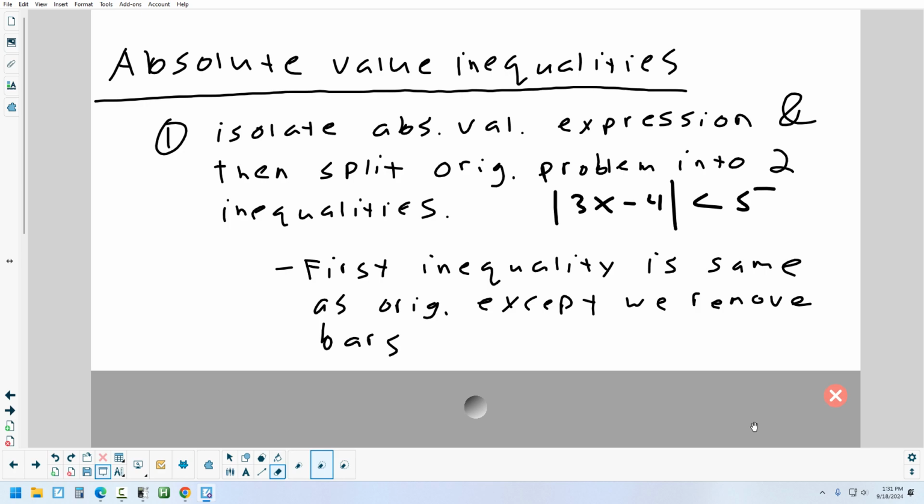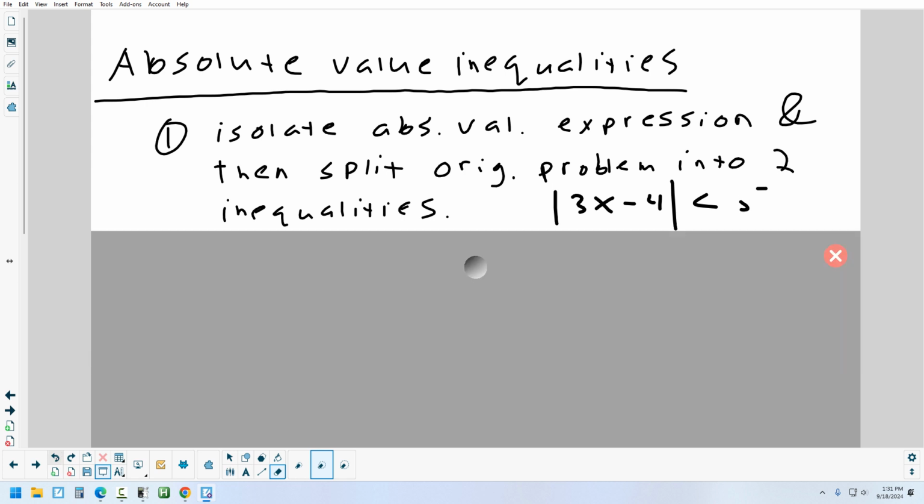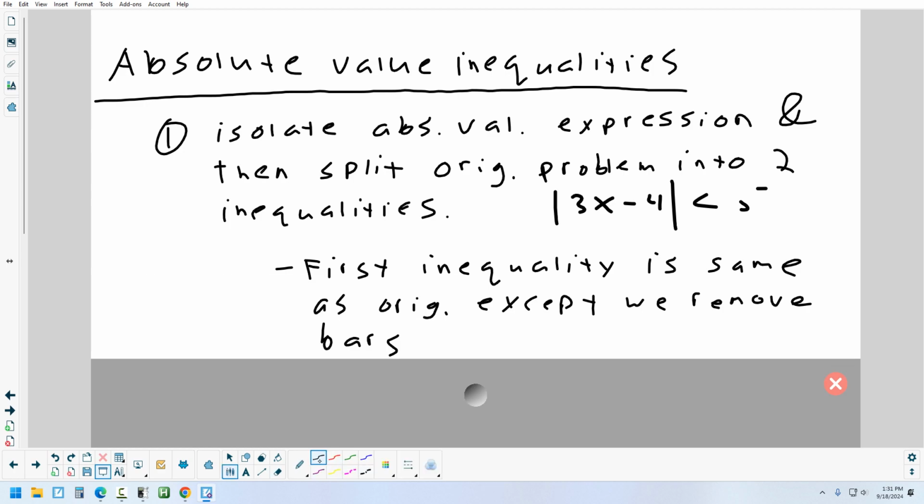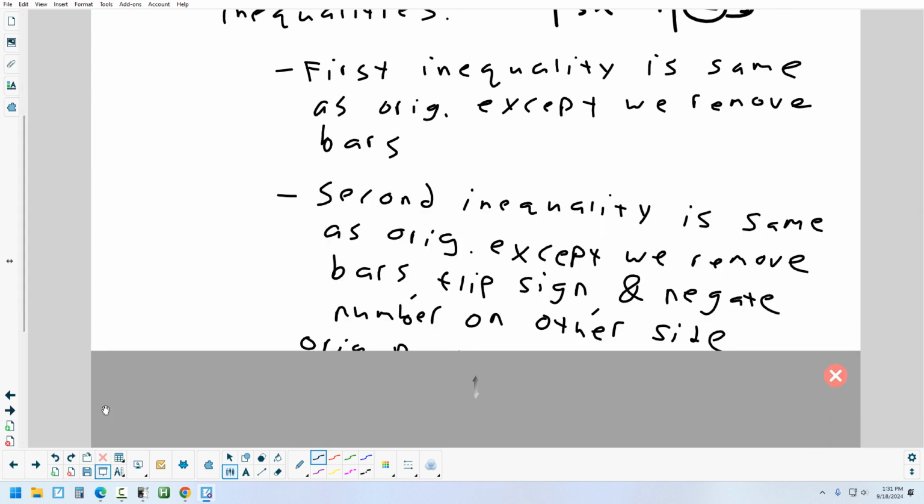Now the second one, you take the bars away, and then you switch the 5 to the opposite. That number is going to become opposite. And there's one other thing that's going to happen with an inequality. We take the bars away, make that number the opposite, and that sign is also going to change. That's the extra thing. So first inequality, take out the bars. Second inequality, take out the bars, flip the sign, and make the number the opposite, just like we did yesterday.